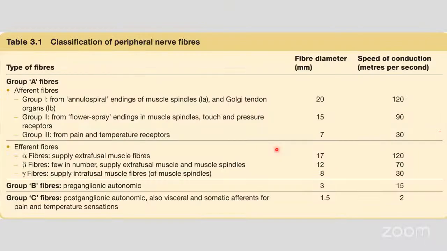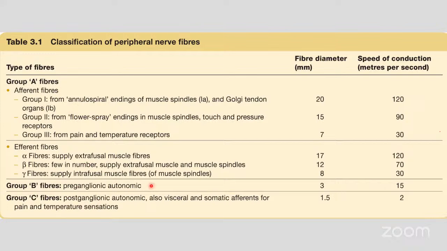Ma'am, I just covered one short classification of peripheral nerve fibers: Group A, Group B, and Group C. That is on the basis of fiber diameter. Group A fibers include afferent fibers and efferent fibers. Efferent fibers are alpha, beta, and gamma. The alpha fibers supply the extrafusal muscle fibers, with a fiber diameter of 17 micrometers. Beta fibers are fewer in number. They supply the extrafusal muscle and the muscle spindle, and gamma fibers supply the intrafusal muscles of the muscle spindle. A and B are myelinated fibers, while C might be thinly myelinated or unmyelinated.